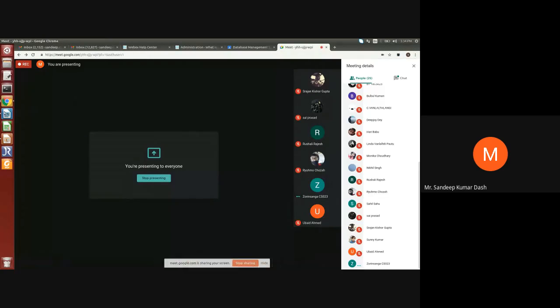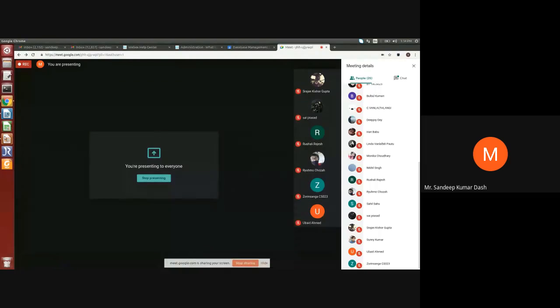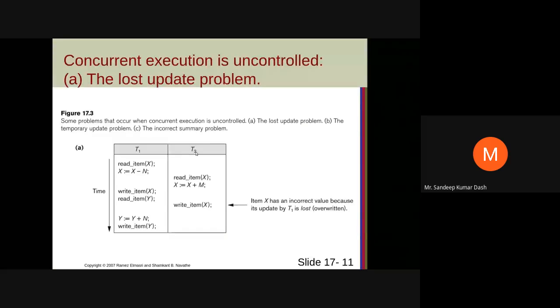Okay, I got only one answer correctly. Bulbul Kumari, it is 50, not 45. How can you say this is 45? If you are reading the data item here and modifying it here, this is reading from the database. It is not reading from T1. It is reading from the database. So have you effected this 45 onto the database? Have you written this updated data onto the database yet? No, you are writing it here.